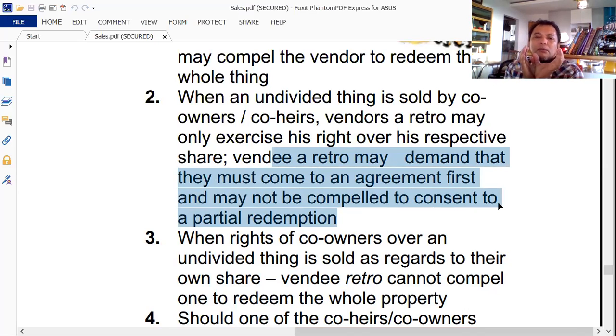But let's say there are 5 co-heirs and 4 heirs have sold, and one heir is still holding on to the property, and the thing is undivided. Now he is going to exercise the right of redemption, so he must purchase the share of the other co-heirs. So the vendee cannot be compelled if it's only a partial redemption. The remaining co-heir will only exercise to buy only one of the co-heirs' share. So he cannot force the buyer.